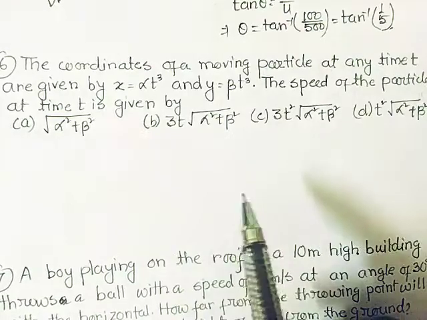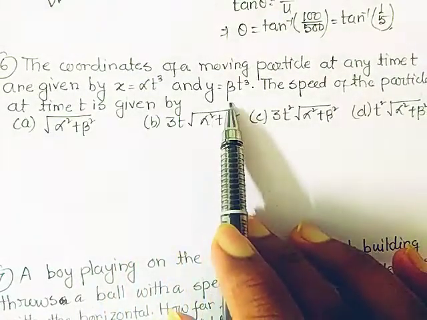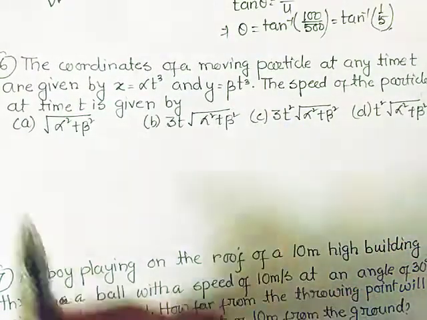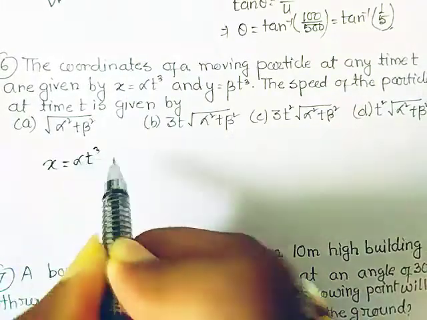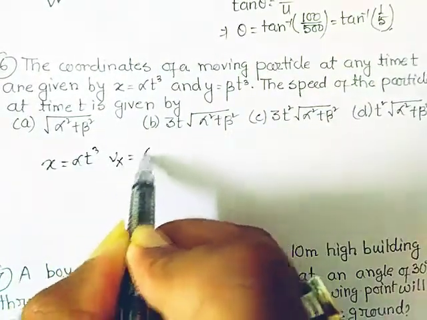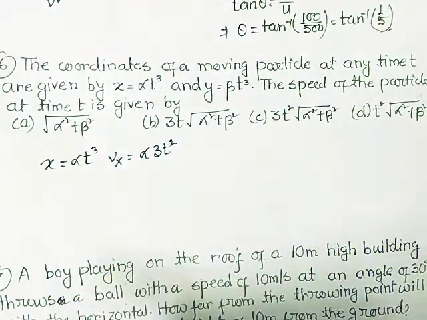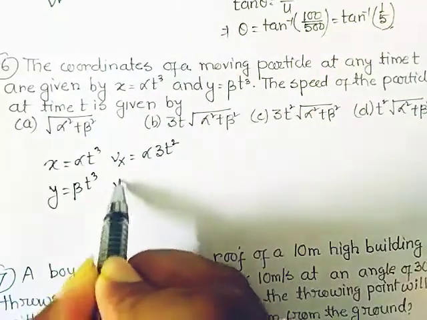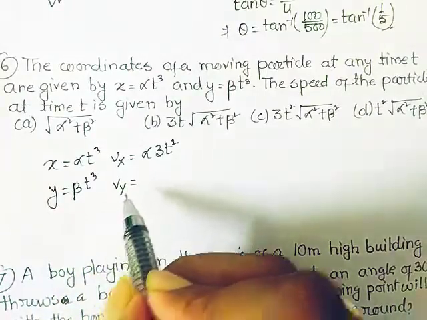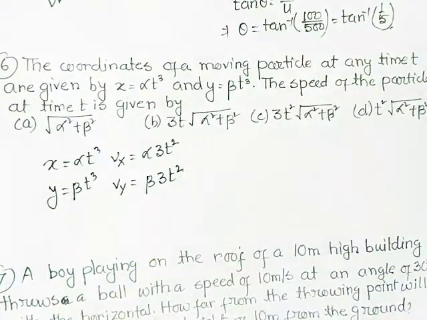The coordinates of the moving particle at any time are given by x equal to alpha t cube and y equal to beta t cube. What is the speed of the particle after a time t? Since x equals alpha t cube, the velocity vx equals alpha into 3t square. And y equals beta t cube, so the velocity y component is equal to beta into 3t square.